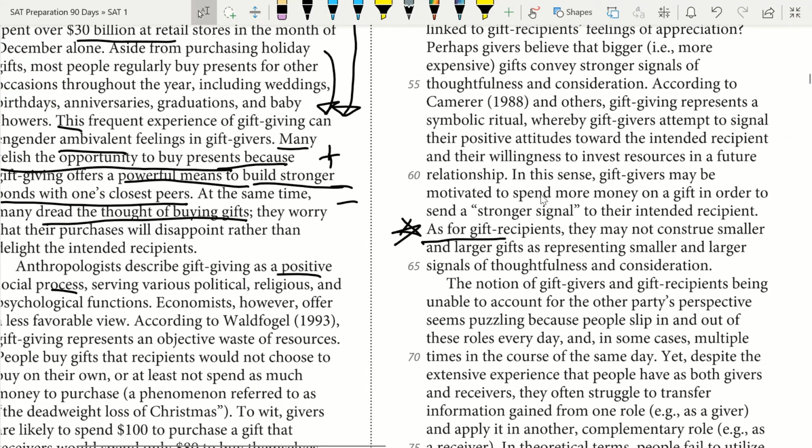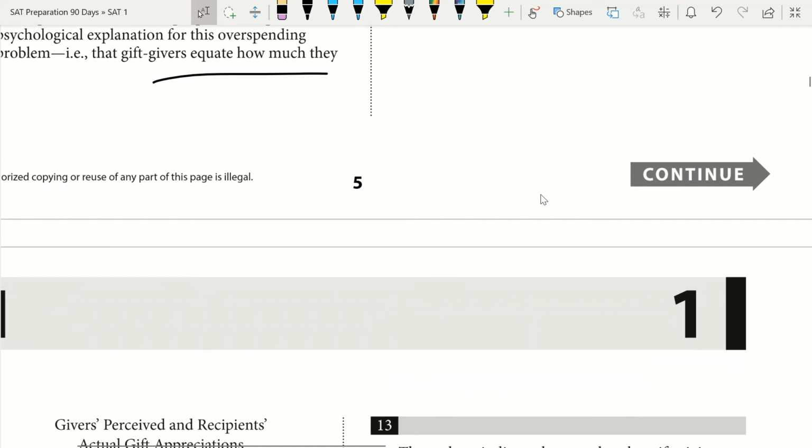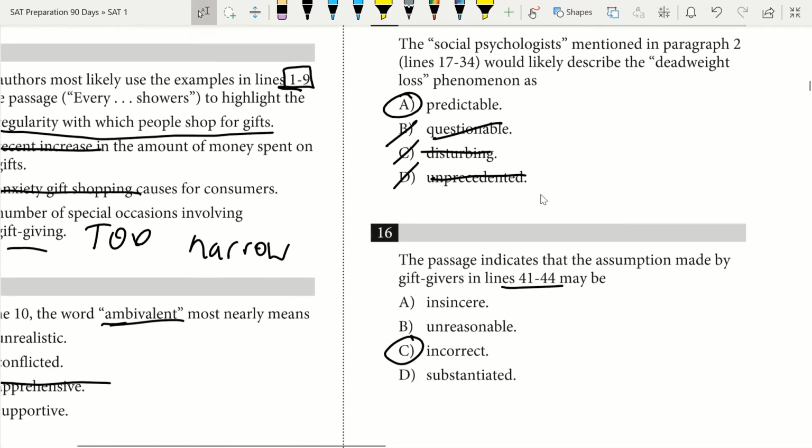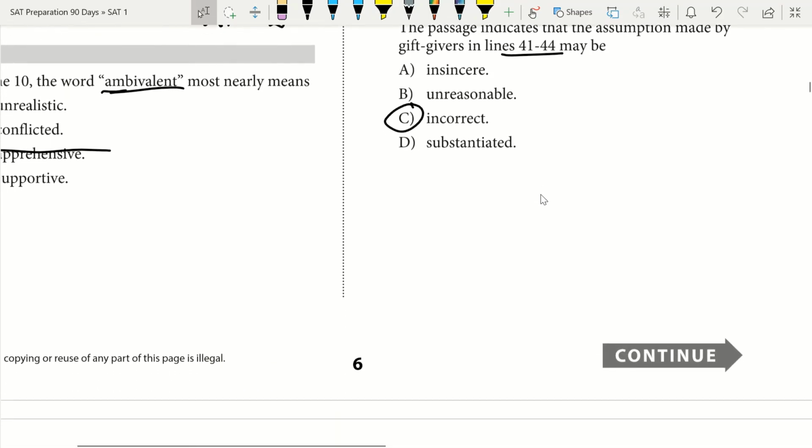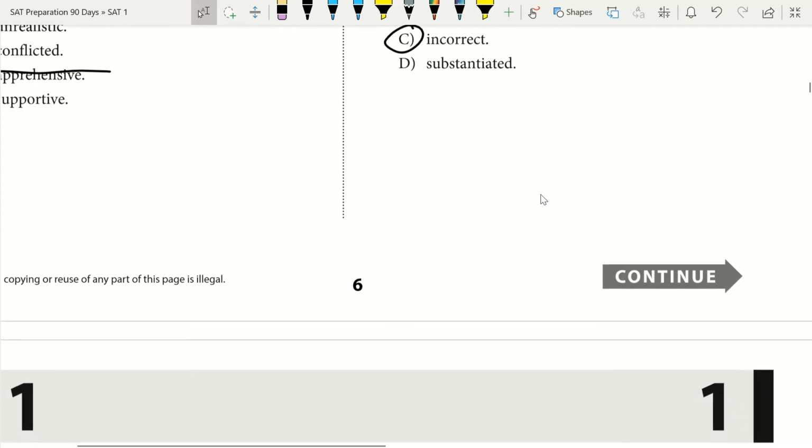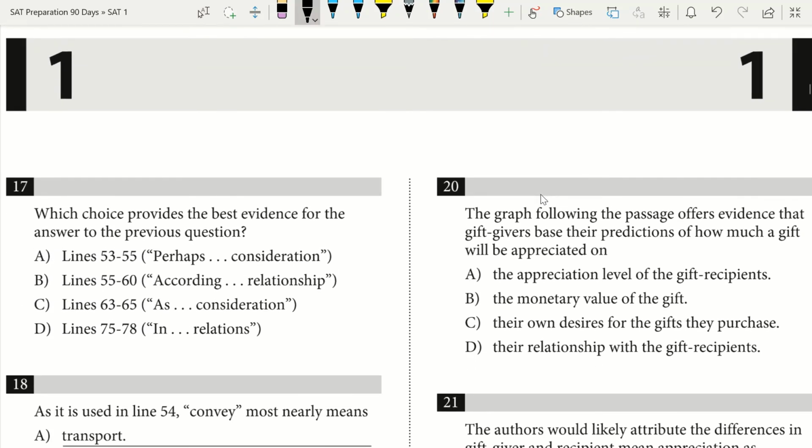This is the big statement from this paragraph. As for gift recipients, they may not construe smaller and larger gifts, so monetary value, as representing smaller and larger signals of thoughtfulness and consideration. So they're not conflating the monetary value of a gift with the thoughtfulness of the gift, right? So the appreciation they have does not correspond to the value of the gift. So that's going to be an incorrect assumption that those gift givers are making, and that is supported in lines 63 to 65 because it shows that while gift givers think that the more that they spend on the gift, the more that it will be appreciated, that's actually not the case.